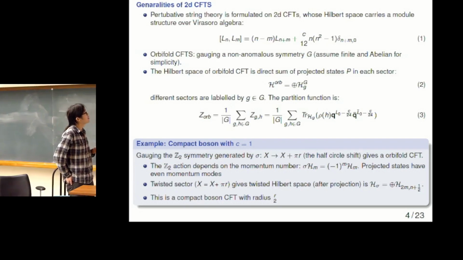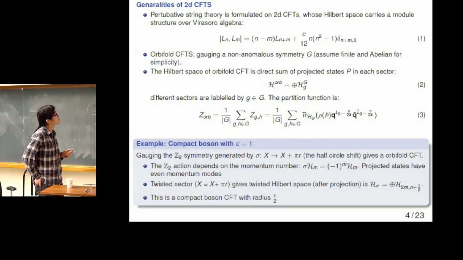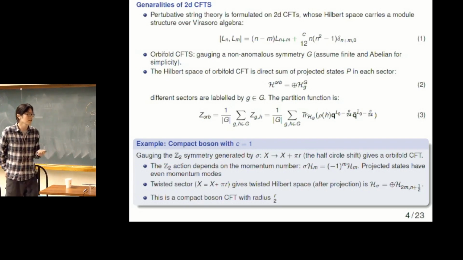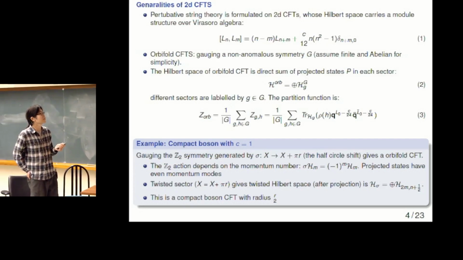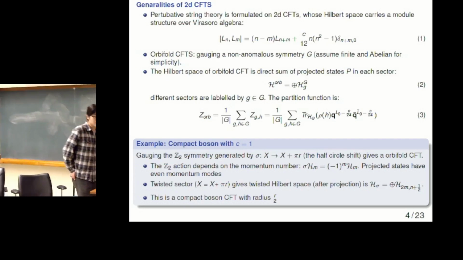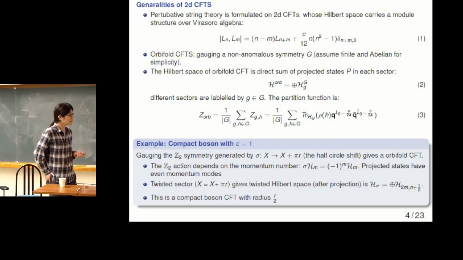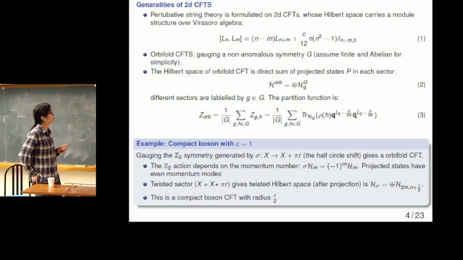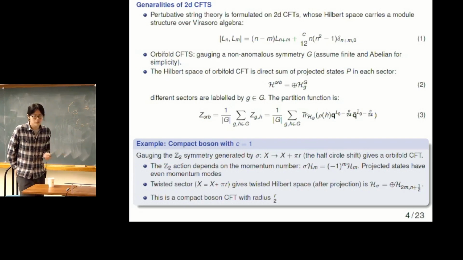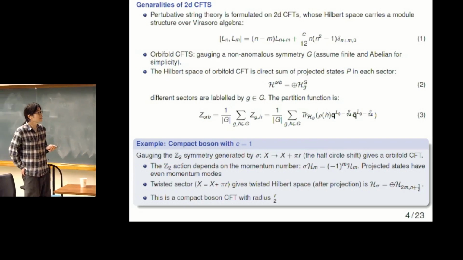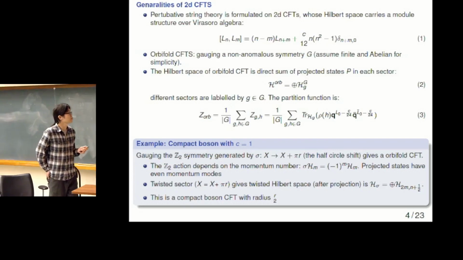We know that perturbative string theory is formulated on two-dimensional CFTs, and the Hilbert space carries a module over the Virasoro algebra. If I have a CFT with a normal symmetry, I can gauge it to formulate an orbifold CFT. The Hilbert space of the orbifold CFT consists of several sectors labeled by the group elements of the orbifold group, and in each sector we need to select the states neutral under the group action.